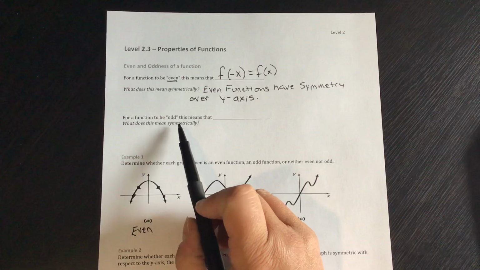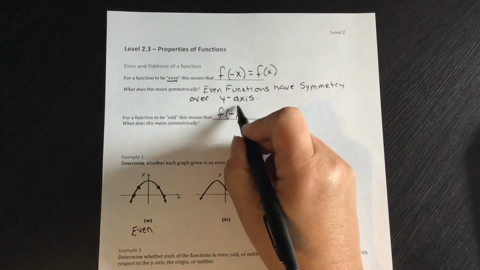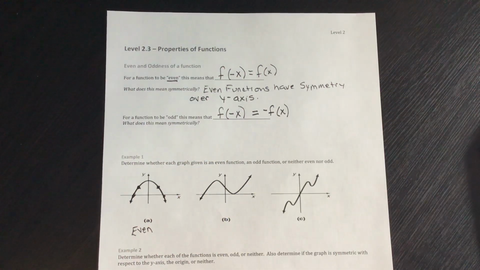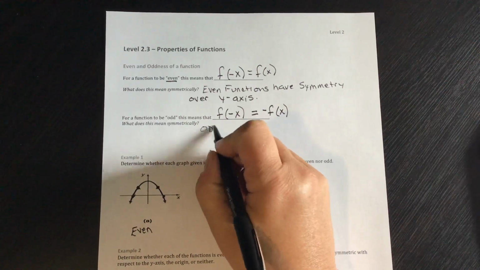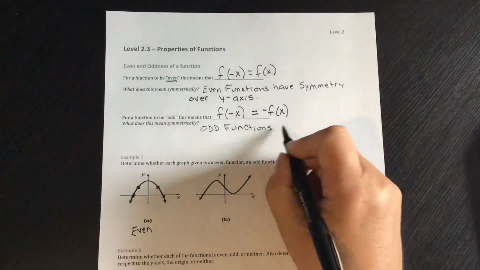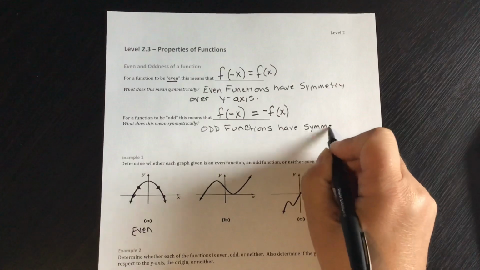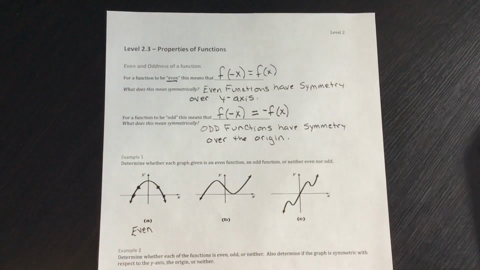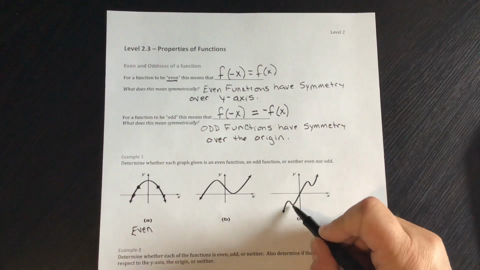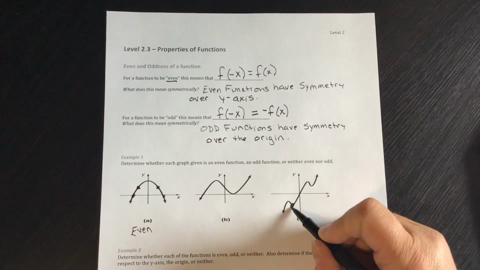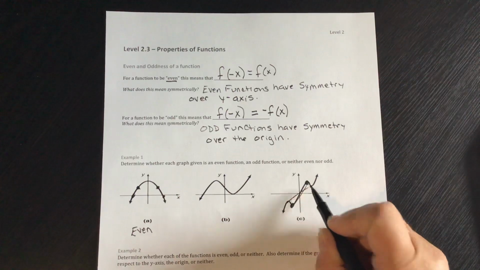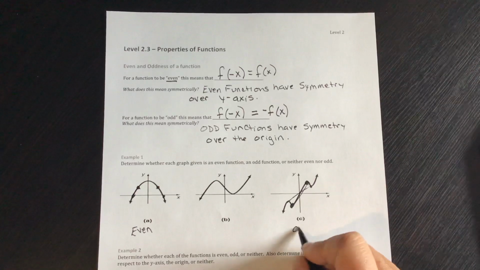If a function is to be odd, that means that if I take the opposite of the x values, that equals the opposite of the function. And in terms of symmetry, what that means is we actually have symmetry over the origin. So odd functions have symmetry over the origin. If we look at our examples below, we see in example C, if I were to reflect this point over the origin, I have a reflection. This point over the origin would reflect on here. So in part C, we would say that this is an odd function.